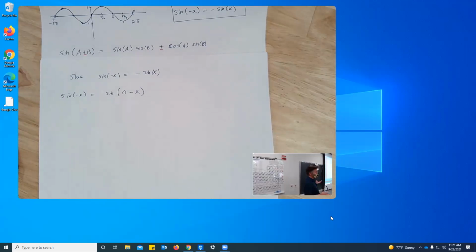This does require you to know what sine of 0 is equal to, though. And cosine, you also have to know what cosine of 0 is.